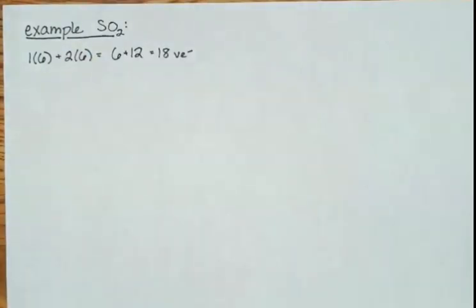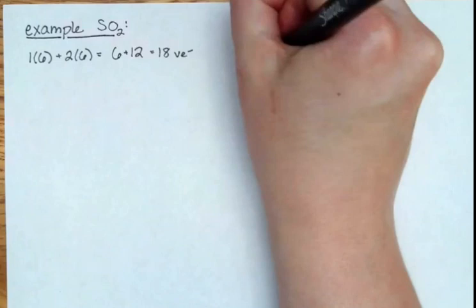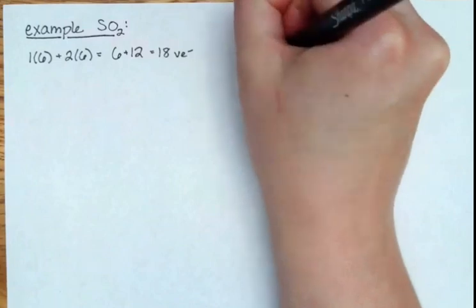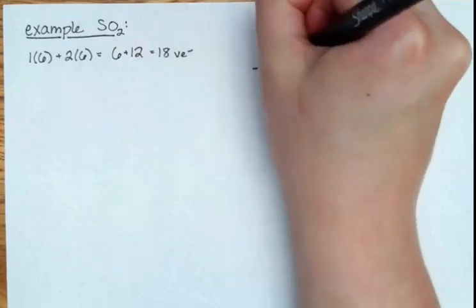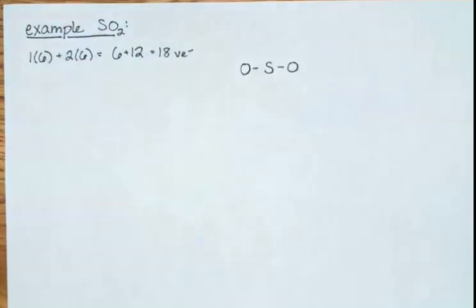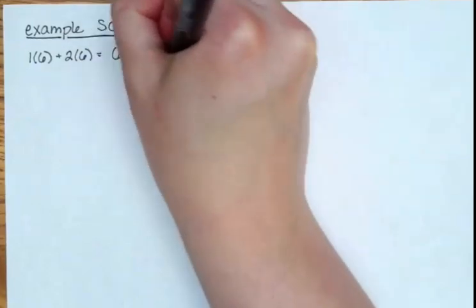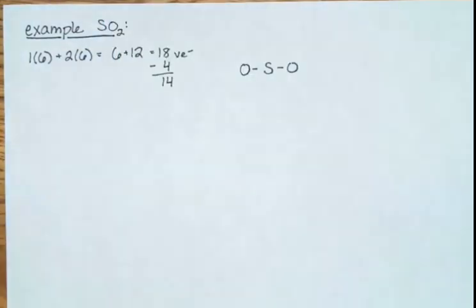Now, as we think about this structure, we want to put the least electronegative element in the middle, which in this case is going to be sulfur because oxygen is closer to fluorine. Remember, fluorine is the most electronegative element. The closer you get to it, the more electronegative the element is. Okay, so we start by connecting everyone with at least one line. When I do that, I've used up 4 valence electrons, so I subtract those 4. That leaves me with 14 valence electrons.